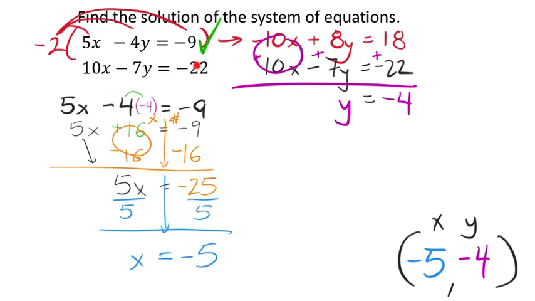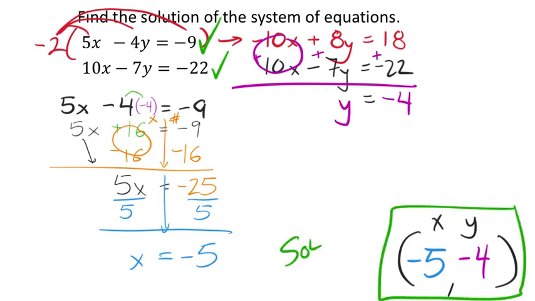Negative 50 plus 28 would be negative 22. So the second one checks off as well. That one's good. So that means we did find the solution, which is good. That's what we want.